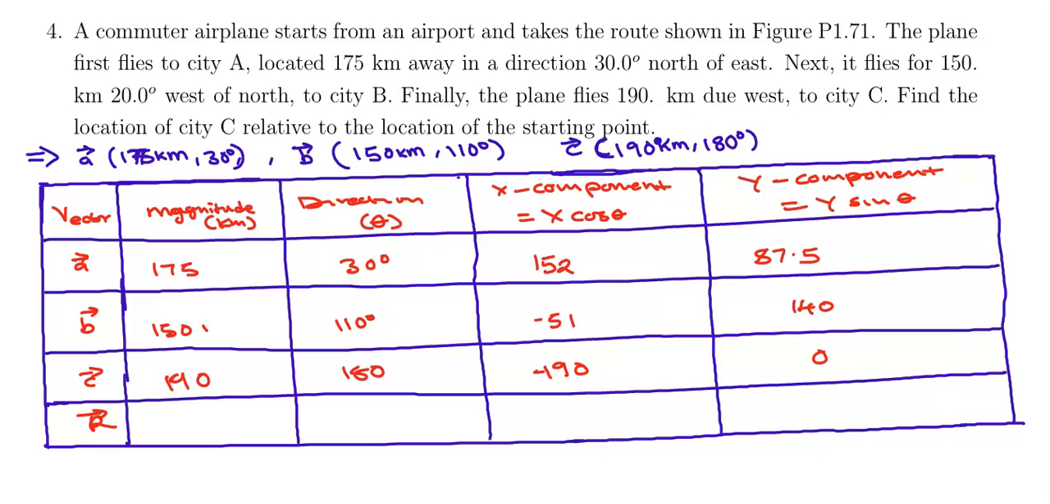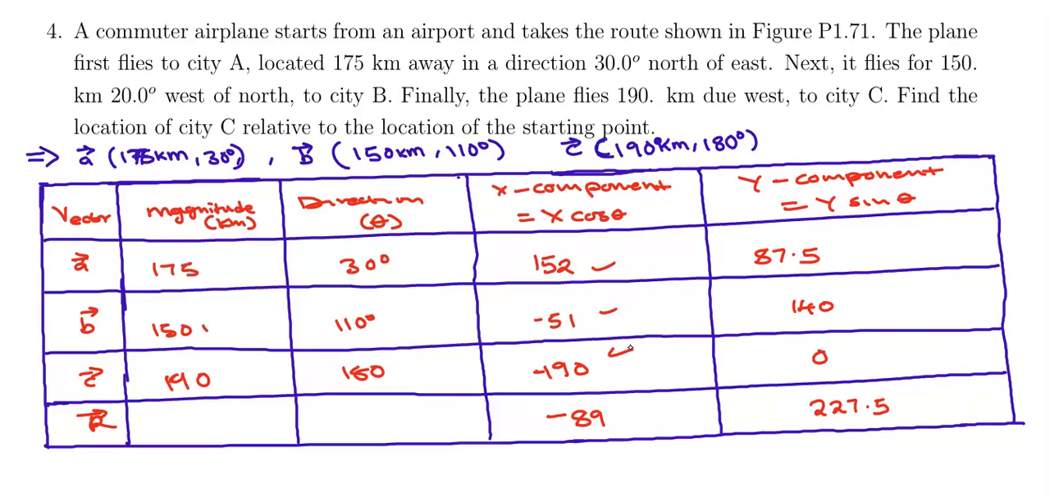All right. So what we are going to do next is add the x components. We add this, we also add this. Adding 152 plus negative 151 plus 190, we get negative 89. Also adding 87.5 plus 140, we get 227.5. So these are the x and y components of our resultant vector we are looking for.